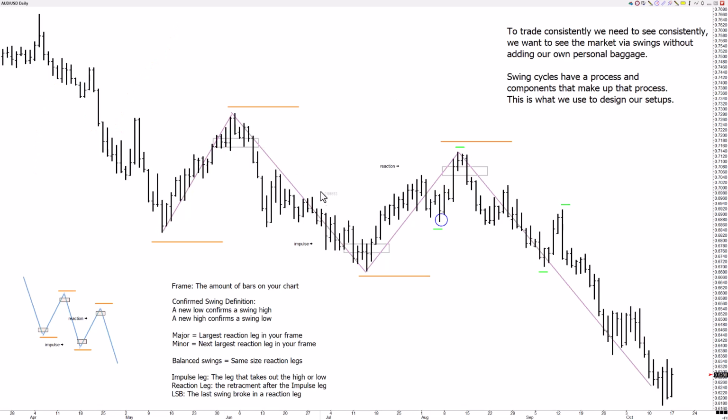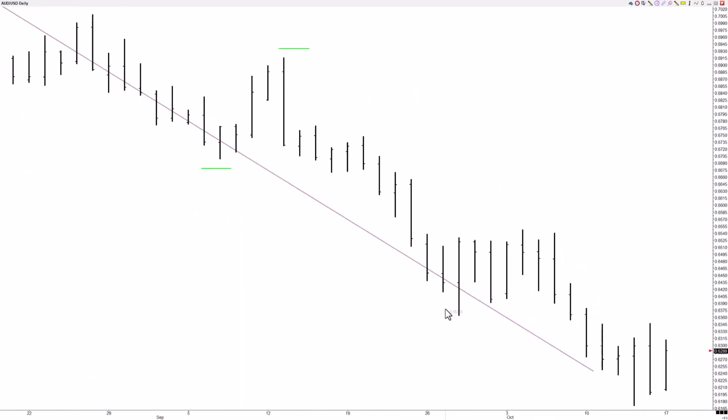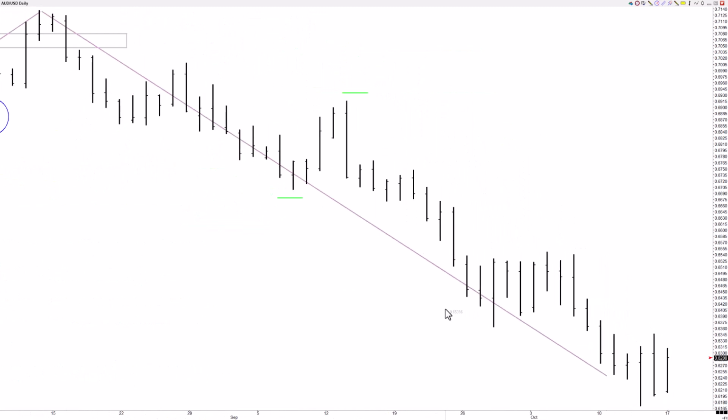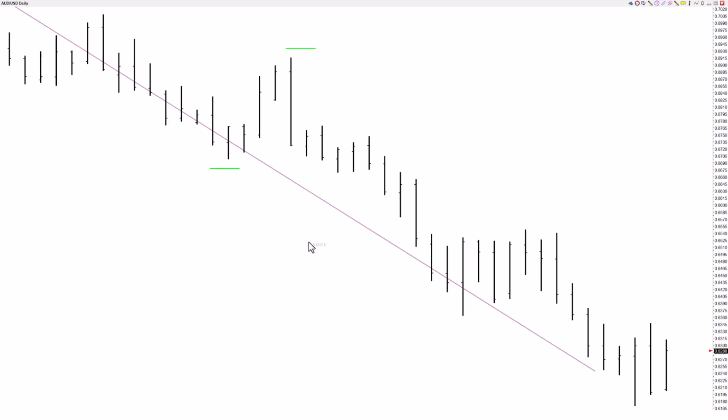And so that's the components, and that's the process. And here are the definitions. Frame. Frame is the amount of data. It's like a picture frame. How many bars? What you're mapping will change depending on frame. If I was mapping this, I can still map swings. This is the only swings I'll see. Right? This will be a frame.